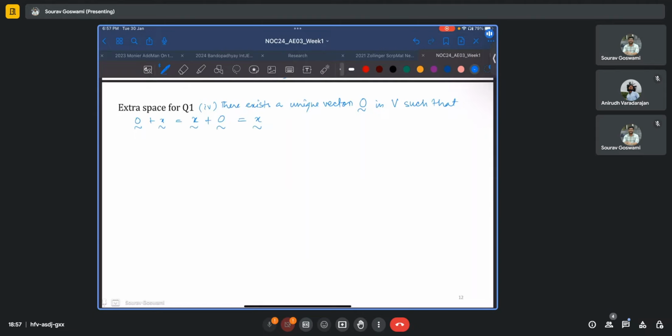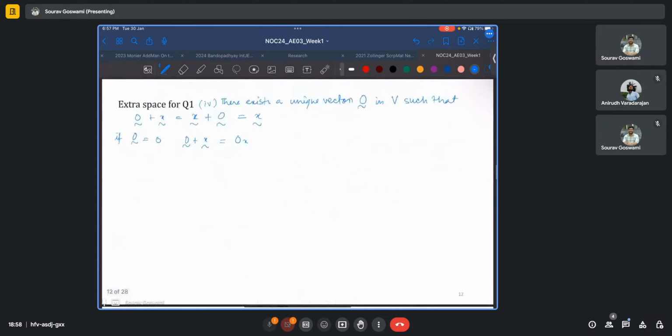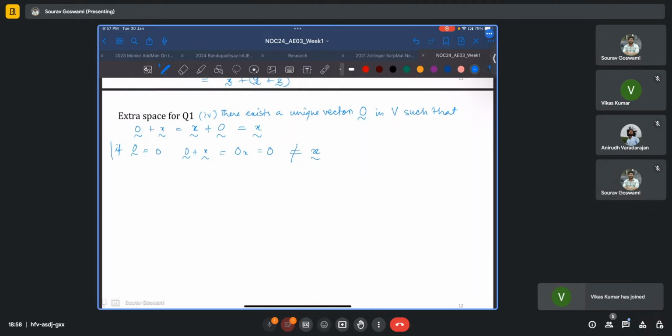For the set of real numbers, the additive identity is simply 0, and the multiplicative identity is simply 1. But here we see that the addition operation itself is defined in a way that, if our zero vector were just 0, then I would have 0 plus x equals 0 times x, because addition is defined as multiplication, which shall equal 0 and not the original element itself. So clearly 0 is not the unique zero vector.